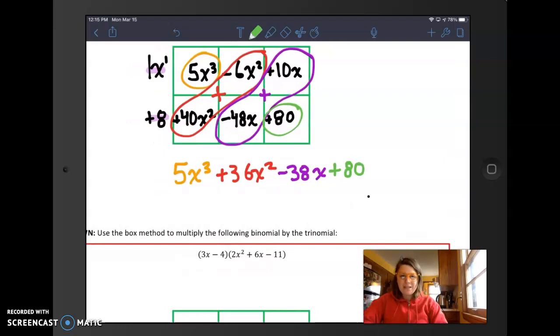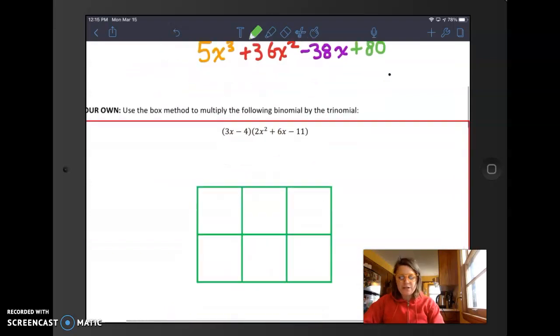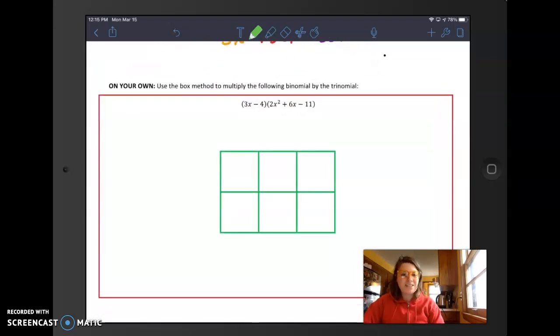All right. Good luck. Give your on your own problem a shot, the first question in your homework. And when you come back, I'll give you the password.